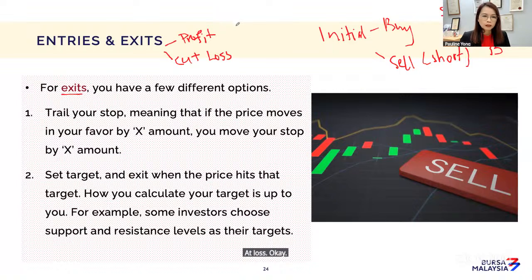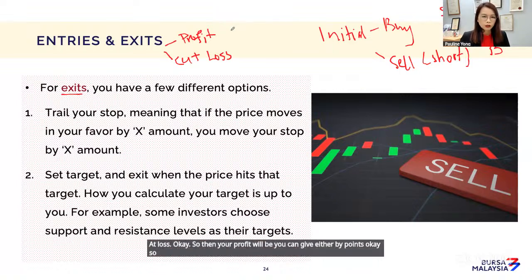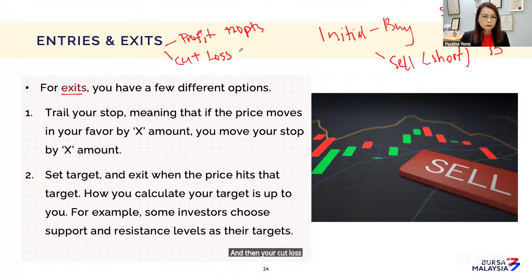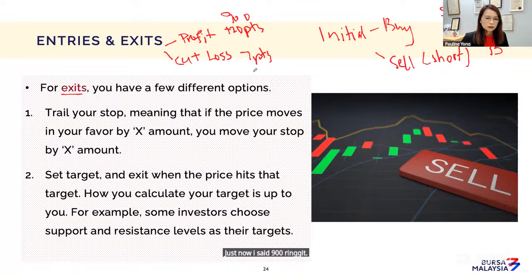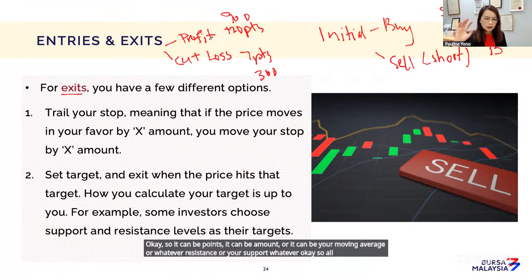Your profit can be given by points. If you are on forex or futures, normally it's by points. So you say 20 points, and then your cut loss will be 7 points away. Cut loss can also be a relief smile, stopping you from a bigger loss. It can be by points or by amount, like the 900 ringgit just now, and the cut loss is 300 ringgit. It can also be your moving average, resistance or support. All these are potential price levels for you to exit, but for simplicity I want to use points and the amount, so that it's easier for you to understand.